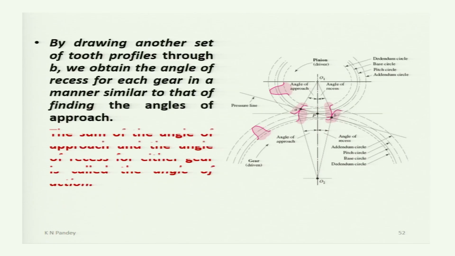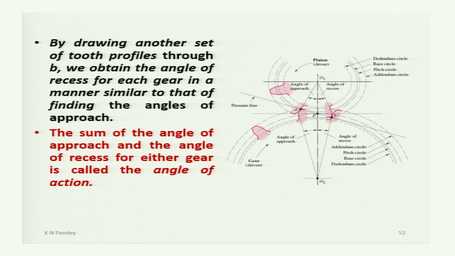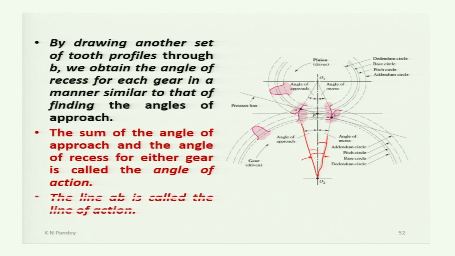Now, the sum of the angle of approach and angle of recess is called the angle of action. So, this complete angle is the angle of action. This is the angle of approach, this is the angle of recess, and the complete one is the angle of action. The line AB is called the line of action, as we know.